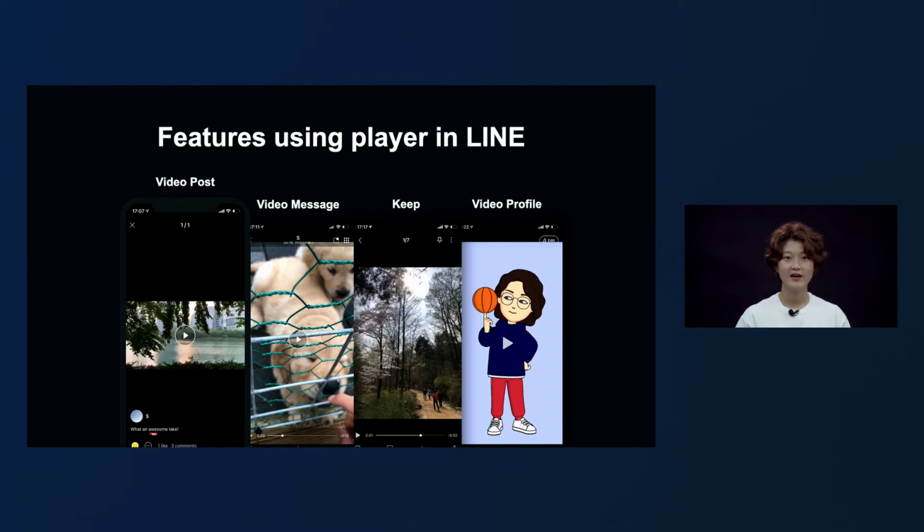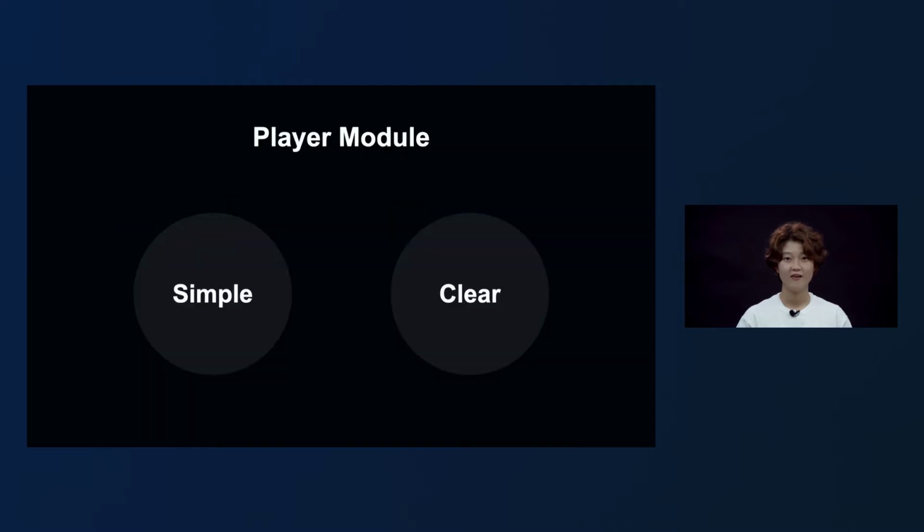The Line app provides many features that have playback functionality. Since the developers are in charge of these features, to save more resources, our time and our efforts, we need to implement the playback more easily. For that, what should the player module be like?